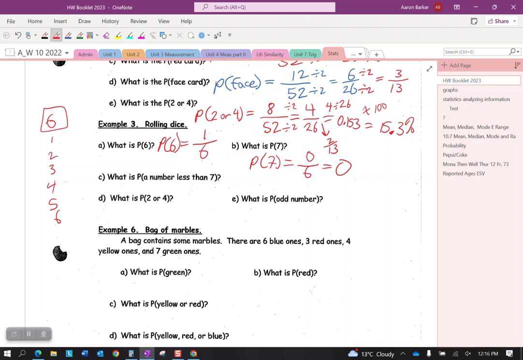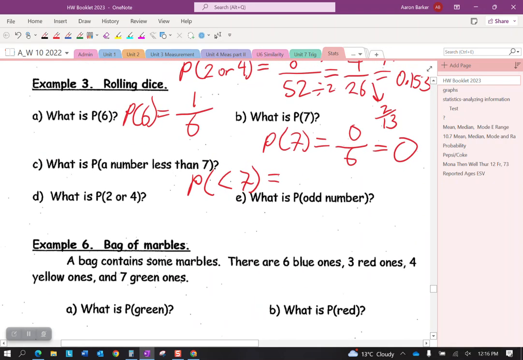Well, then they would be specifically showing you something else. We're talking about a standard dice. Okay, what's the probability of less than 7? So I'm using my less than symbol here. How many numbers on the dice are less than 7? Oh my gosh, they're all less than 7. So this equals 100%.